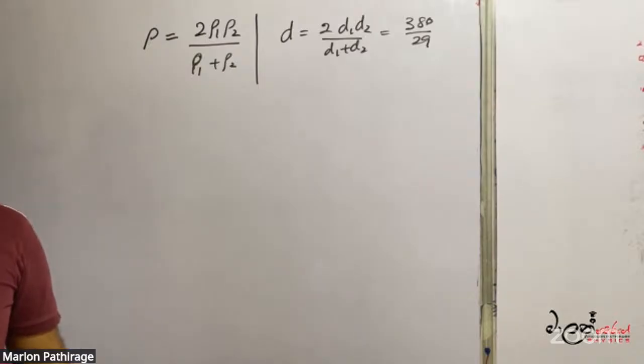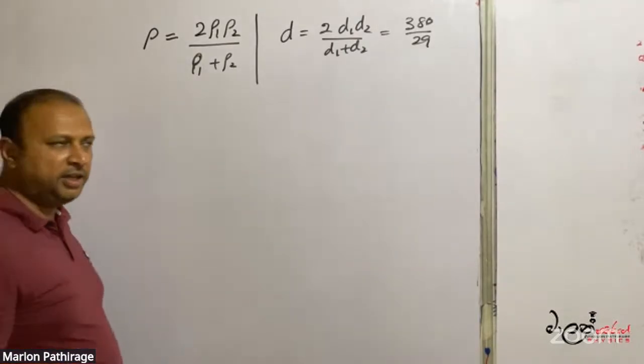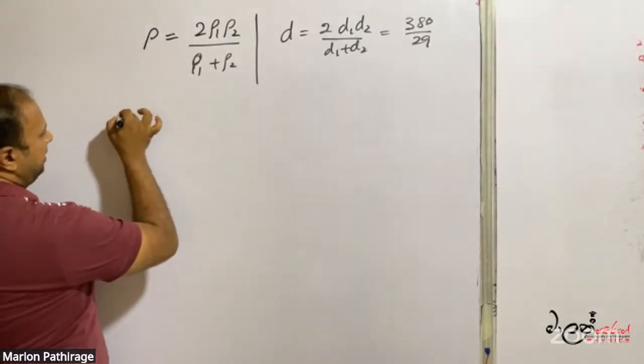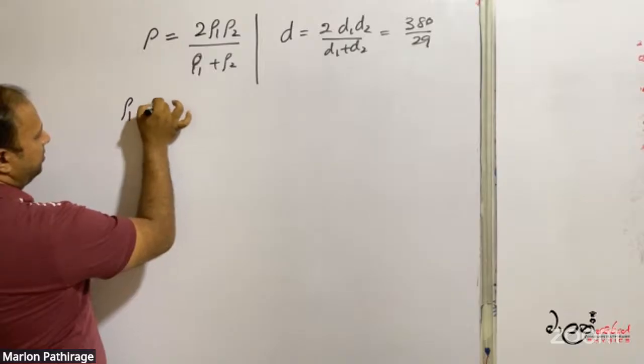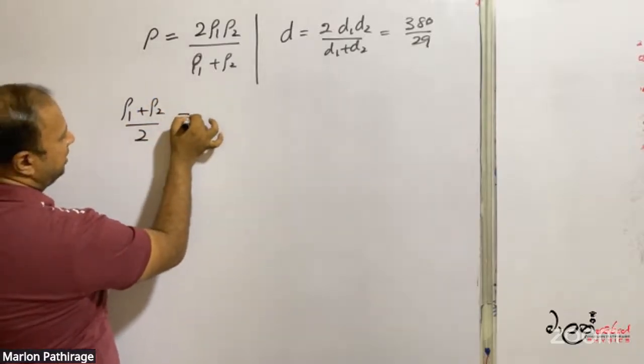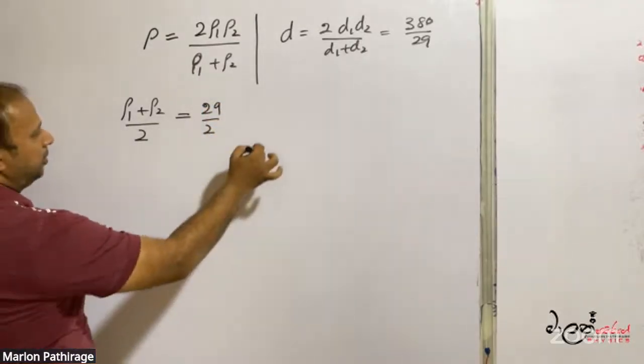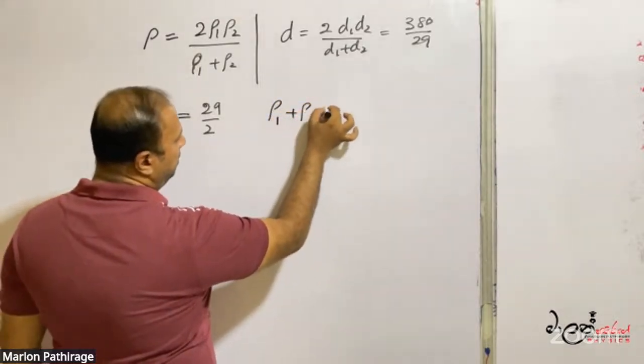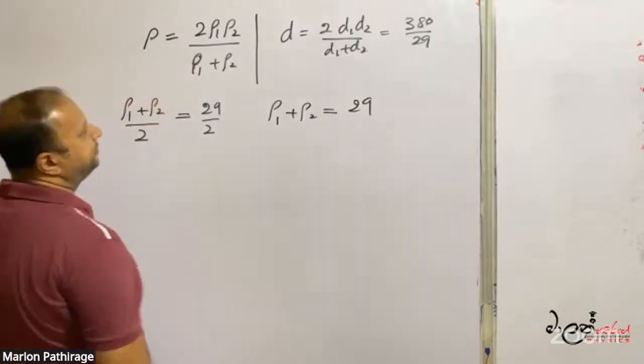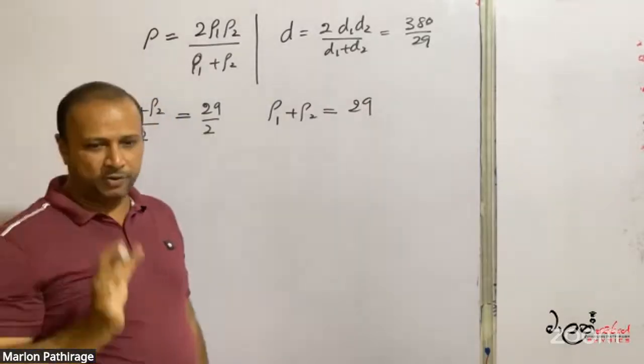Then the absolute gravity of the mixture of metals when mixed equally by volumes is 29 over 2. That means rho 1 plus rho 2 over 2 is equal to 29 over 2. That means rho 1 plus rho 2 is equal to 29.